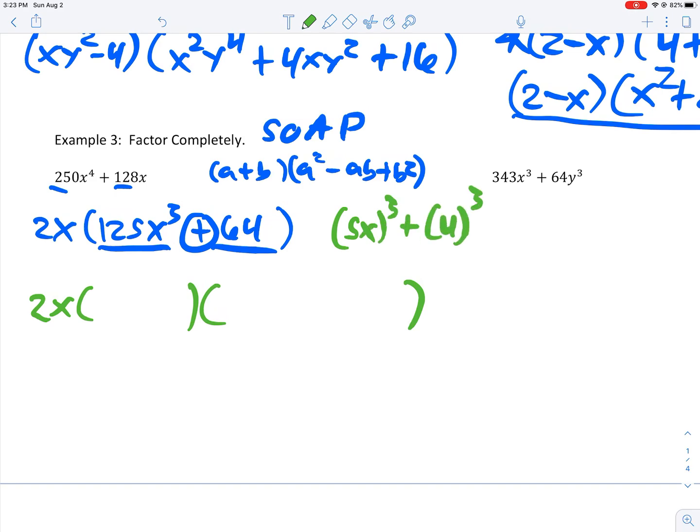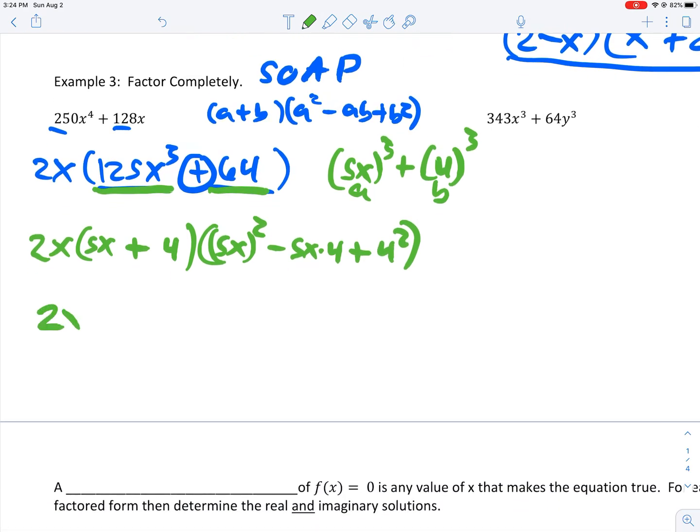You're cubing 5x and you're cubing 4. So this is your A, this is your B. 5x cubed is 125x cubed. 4 cubed is 64. So this would be 5x, this would be 4. And then this would be a plus sign. Then you're going to square 5x, and then 5x times 4 plus b squared, which would be 4 squared.